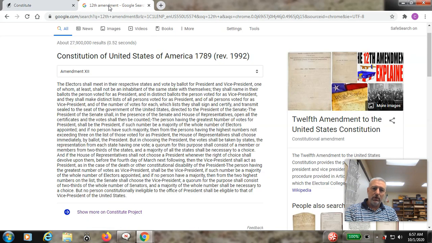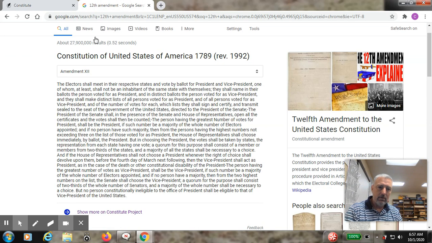All right, let's go read the 12th Amendment. The electors shall meet in their respective states and vote by ballot for president and vice president, one of whom at least shall not be an inhabitant of the same state with themselves. They shall name in their ballots the person voted for as president, and in distinct ballots the person voted for as vice president. So that's the main change between what we just read in Article 2, Section 1, and what's modified here in the 12th Amendment.